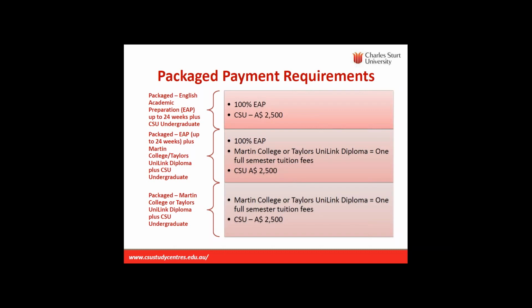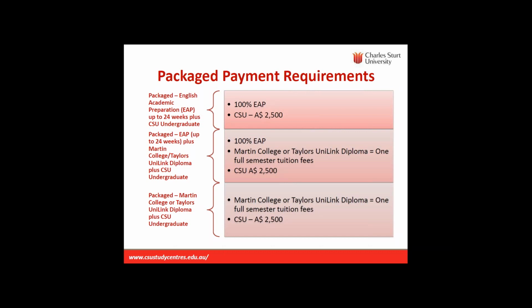So, if you have a packaged offer, English plus undergraduate studies, usually 100% of the English course needs to be paid, and also the CSU deposit of $2,500. And then it depends on the duration of the English program preparation: it's either up to 24 weeks or more than 24 weeks. The amounts and the payment scheme are a bit different.